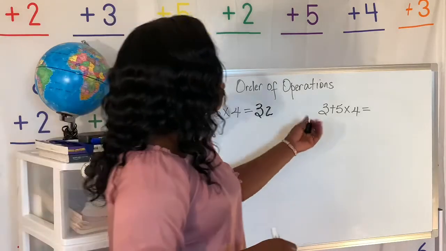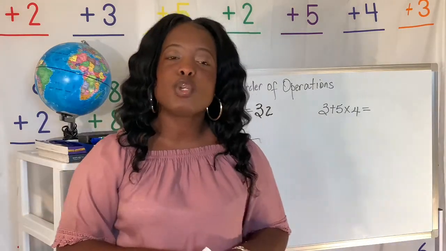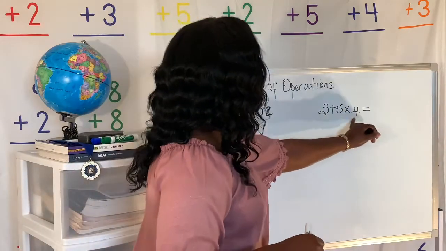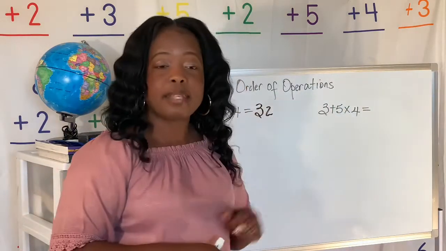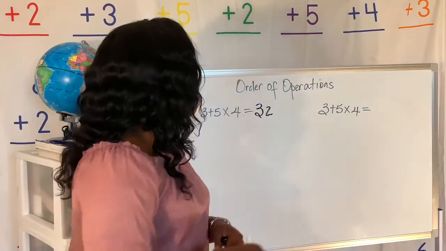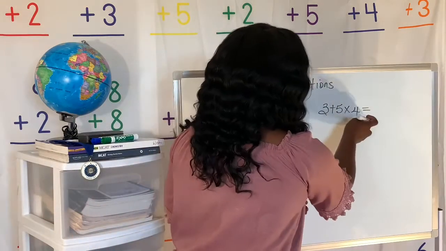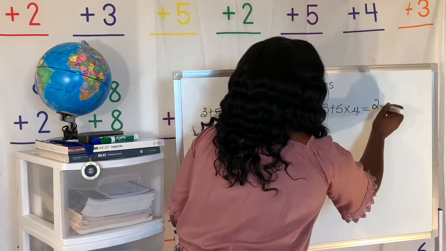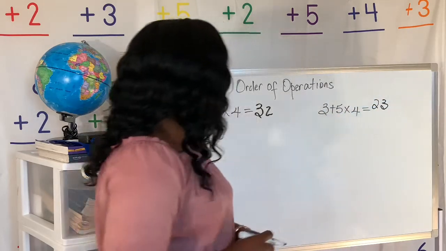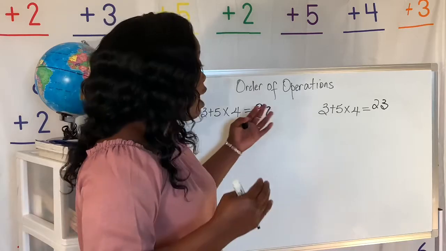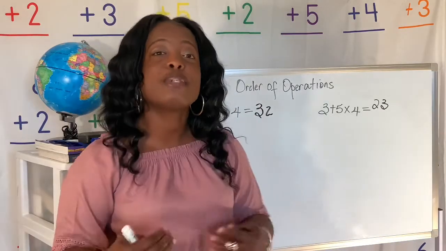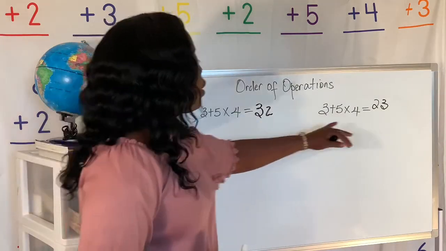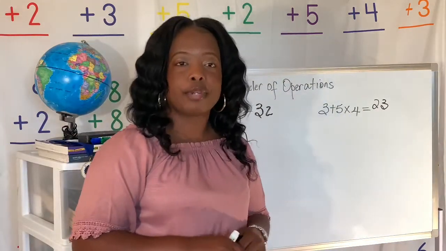And then on this side, what if you're someone who really enjoys multiplication? So you might decide to do the multiplication section first, and then of course the addition section afterwards. So what we'd have is 5 times 4, that's 20, and then 20 plus 3, that would give us 23. So here, if you notice, we have the same problem, but we have two different answers for the same problem. We have 32, and we also have 23.